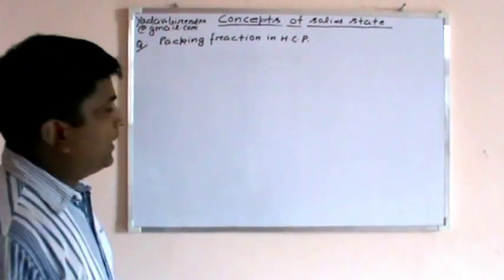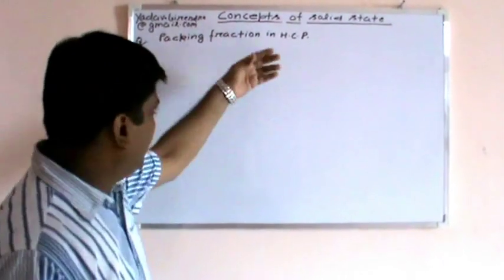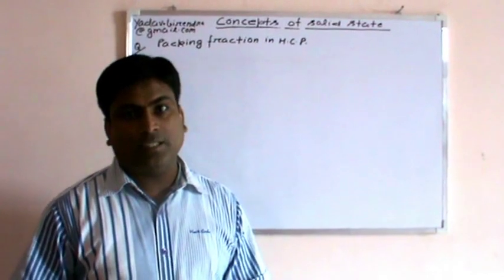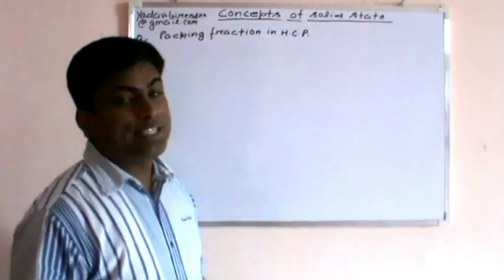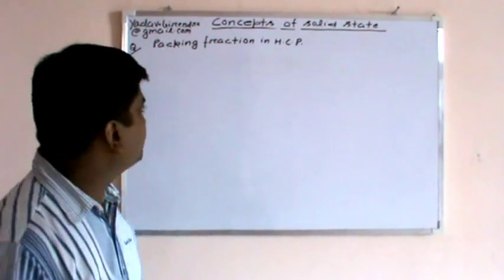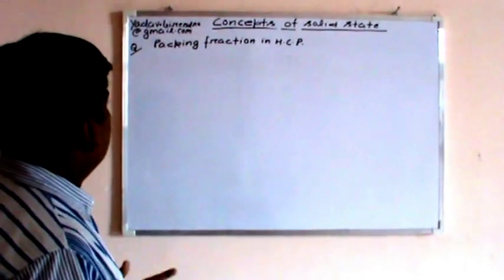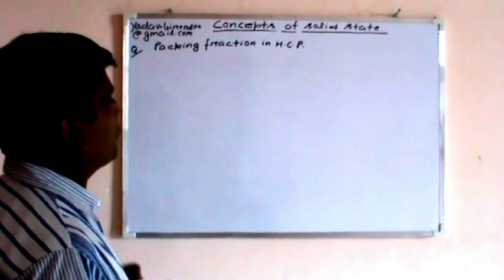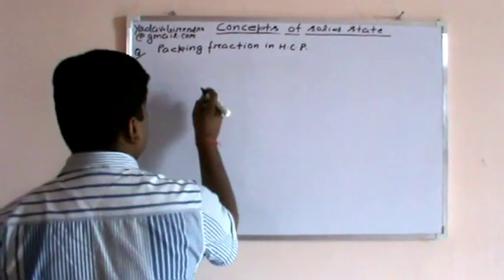Many times exams like IIT JEE ask questions on packing fraction, especially in HCP. In the 2008 IIT JEE exam, there was a passage of 12 marks based upon this HCP, hexagonal close packing. Now to get the packing fraction in any unit cell, we need to draw that unit cell. Here, first of all, we need to draw the HCP unit cell.